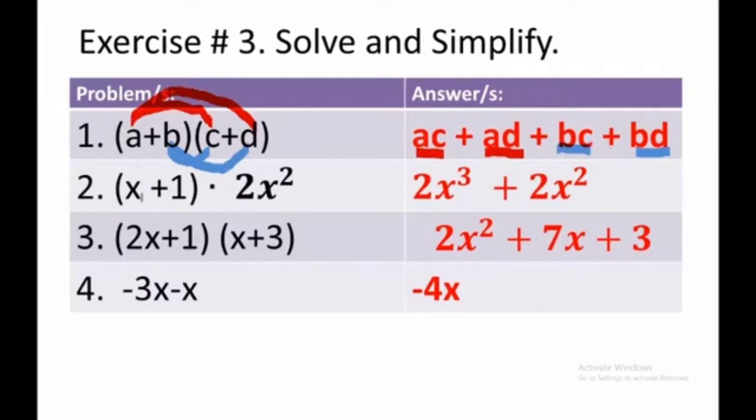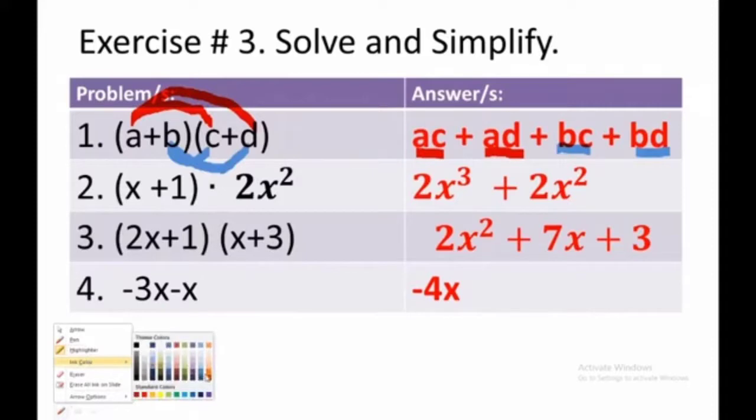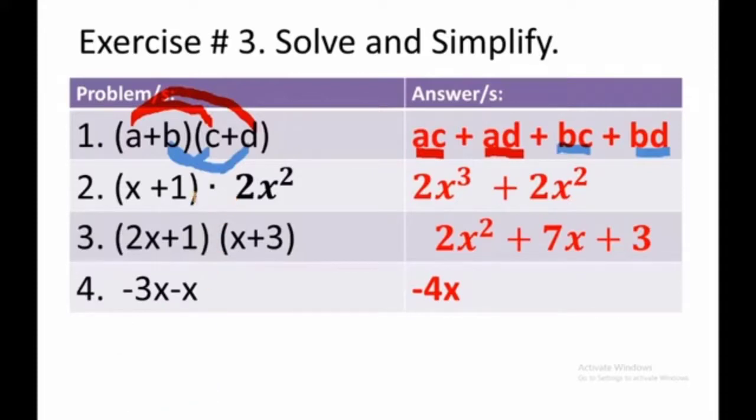For number 2, that is x plus 1 times 2x squared. Same yung gagawin natin. We need to distribute the term, which is 2x squared. So we have x times 2x squared. That's why we have 2x raised to 3. Bakit naging 2x raised to 3? Because in multiplication, yung exponent ng variable natin, we need to add or get the sum of the two. This is x raised to 1.